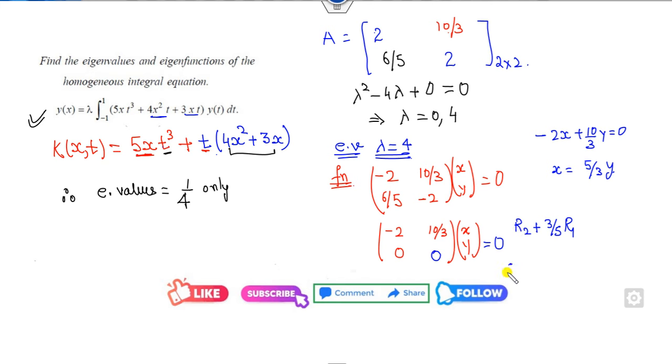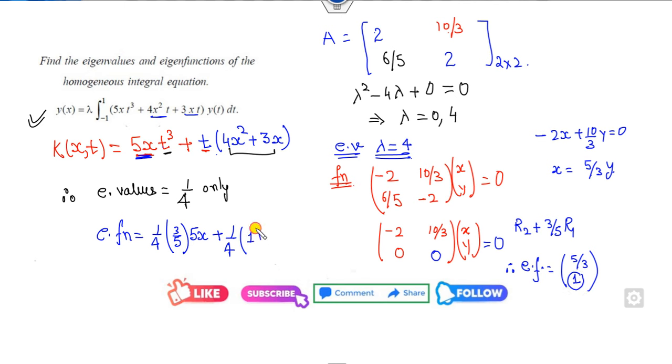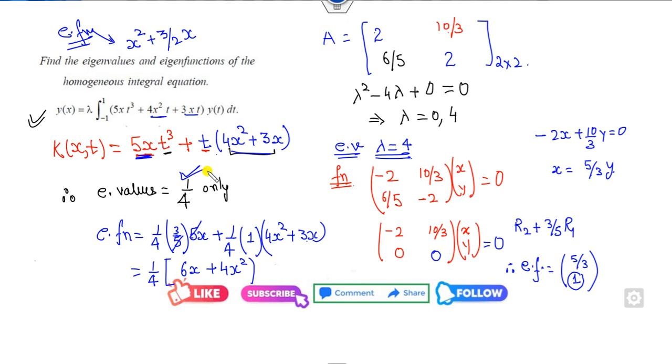So the Eigen function will be, if you take x is 1, it is my 5 over 3. So the Eigen function is, because the eigenvalue is only 1, the reciprocal of this, 3 over 5 into k1, k1 is 5, plus the eigenvalue reciprocal of this, 1 into k, 4x square plus 3x. So 1 over 4 is common, the 3x will be cancelled out, 3x and 3x, 6x plus 4x square. So if you multiply them, the answer will be x square plus 3 over 2x is my Eigen function corresponding to the eigenvalue 1 over 4.